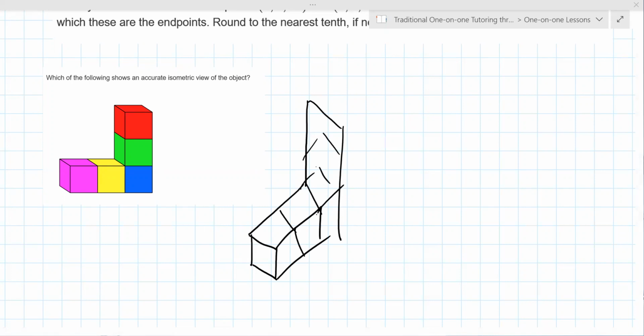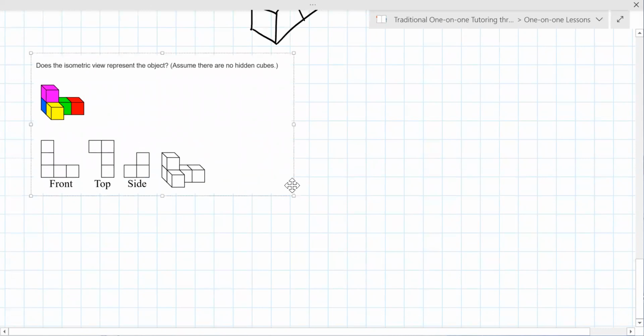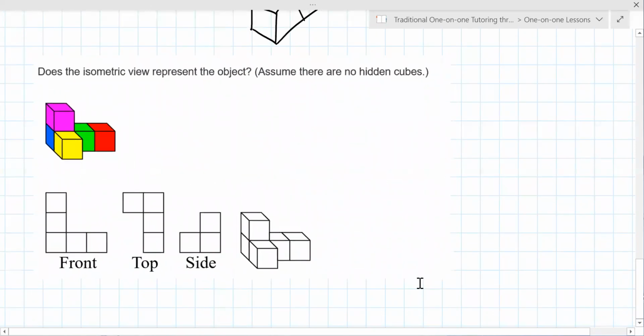Let's do the next one, which is that front, side, top thing. So let me snip it in. I'm sorry, this is disjointed. It's like doing one thing and now we're doing another. Is this the correct isometric view over here on the right? Does this perfectly represent this thing here?